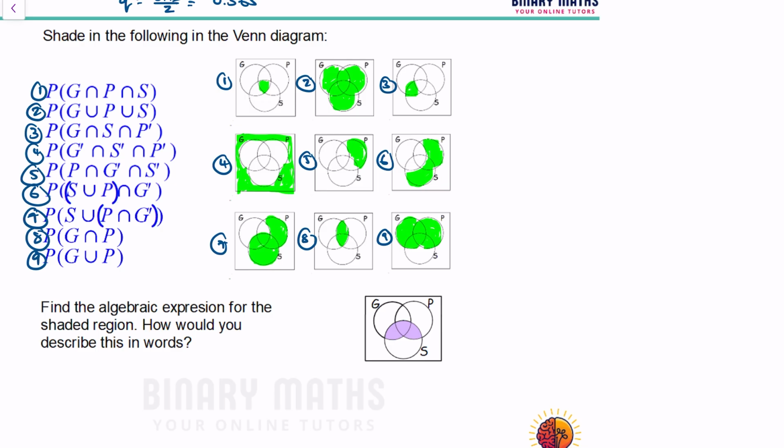Okay, it says find the algebraic expression for the shaded region. How would you describe this in words? Okay, so I know this is G union P. So G union P would be all of this. But we only want the part that's also part of S. So it will be G union P, which is all the green part, intersected with the part that's S. So you can either write probability of G union P intersect S or just that. So that would be it.